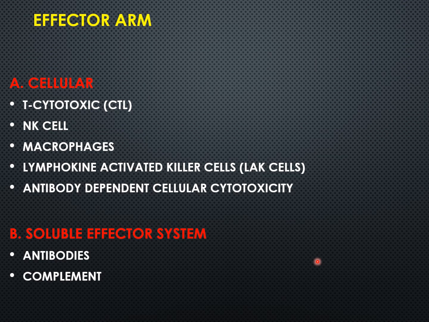So what are the effector arms? The effector arms we already dealt with: the cytotoxic T cell, the natural killer cell or NK cell, which is part of the innate system, macrophages, again part of the innate system, lymphokine activated killer cells, and antibody dependent cellular cytotoxicity. And then the soluble or humoral effector system includes antibodies and their complement.